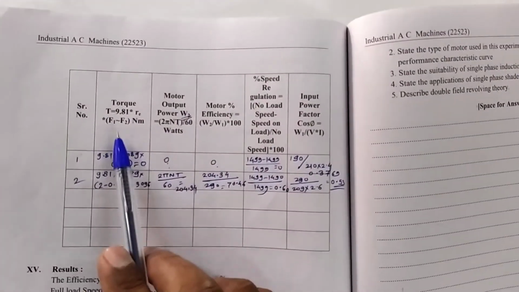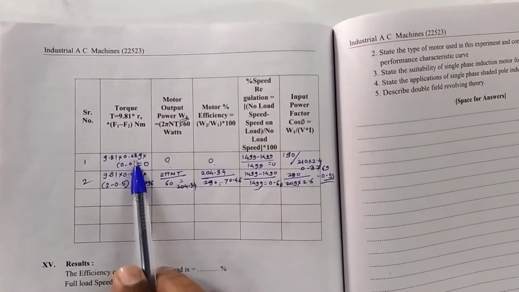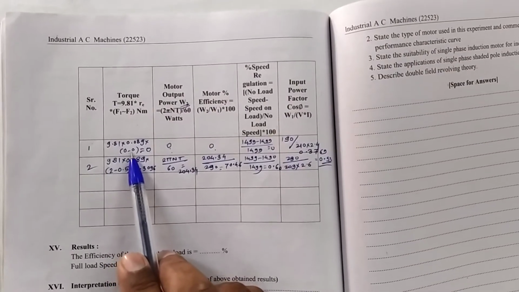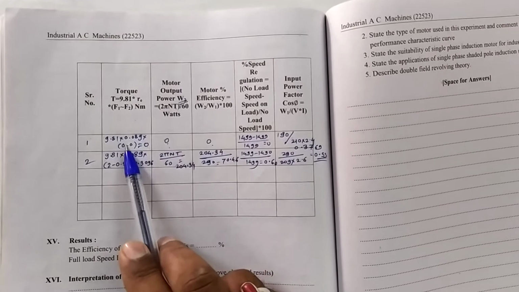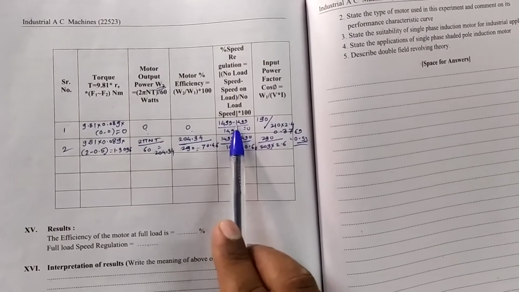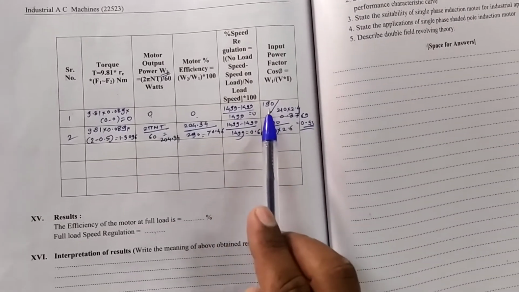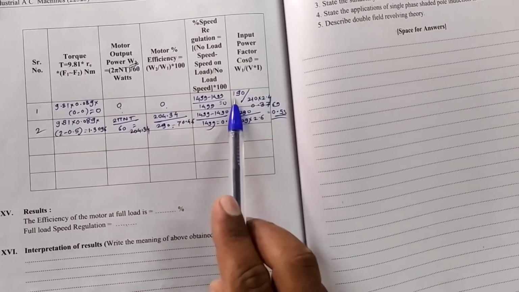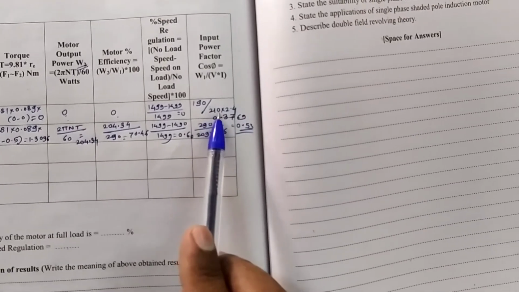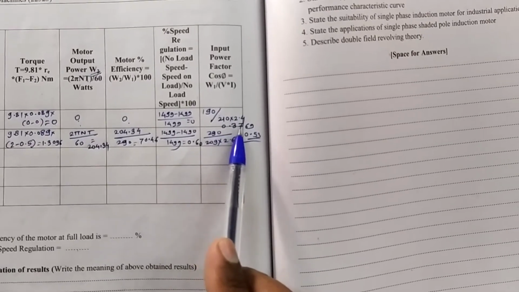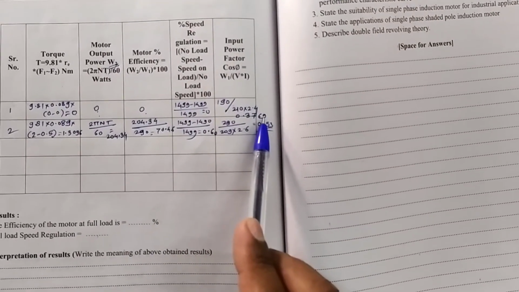Now the sample calculation is here. Torque is 9.81 into 0.089 RE into F1 minus F2. In the no load reading, no forces applied, hence torque is 0, output is 0, efficiency is 0, but speed is 1419, speed regulation is also 0. The power factor is calculated as cos phi equal to W1 divided by V into I. W1 is 190, V1 is 210, input current is 2.4. Simplifying, 0.3769 is the input power factor of the first reading.